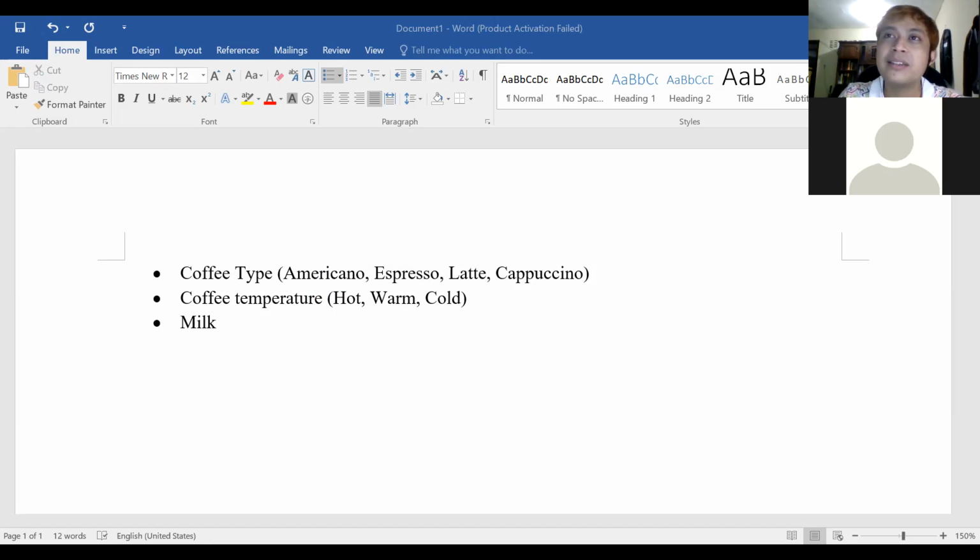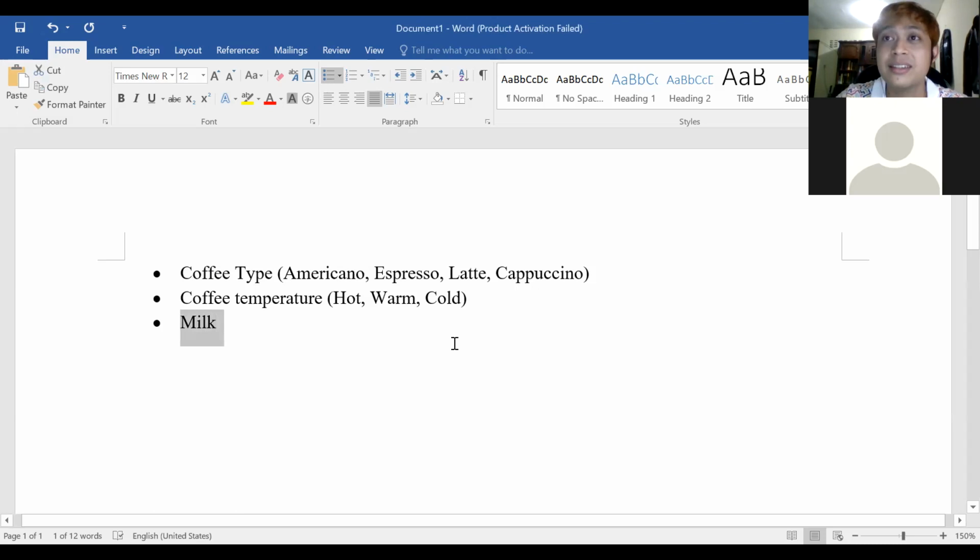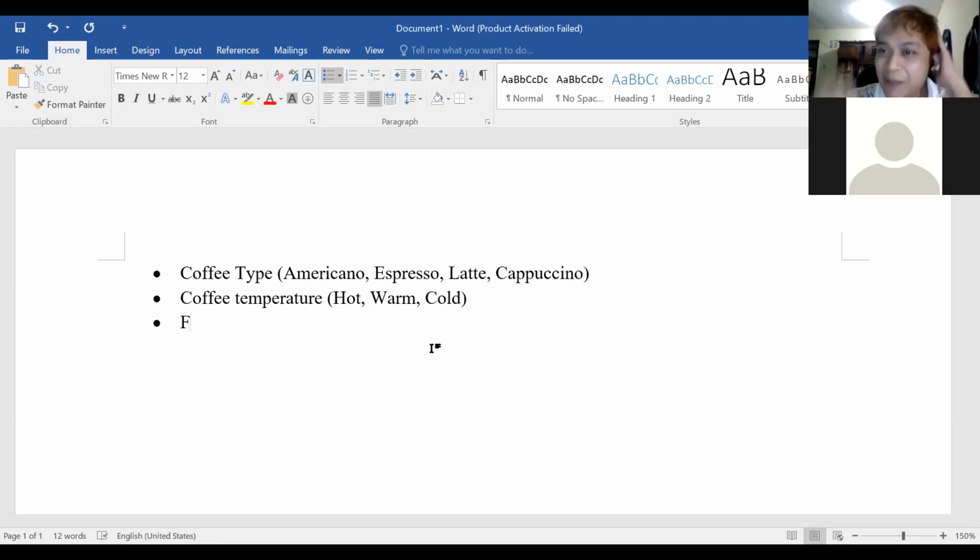Frap espresso. Yes, there is frap espresso. Yes, there is frap, you can add it. But the term frap is so Starbucks, right? When you say frap, it's so obvious, it's so Starbucks.